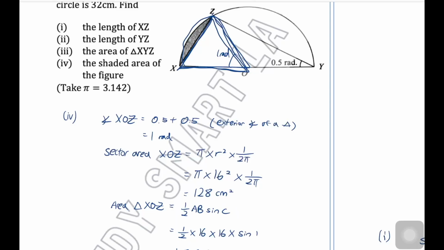Now, why we are using half AB sine C over here is because this triangle is actually not a right angle triangle, so I cannot do half times base times height. So what I'm going to do instead is realize that I have this length being 16, this length being 16. If XO is my length labeled as A, and OZ is my length labeled as B, then this angle over here, this 1 radian, will be my angle C.